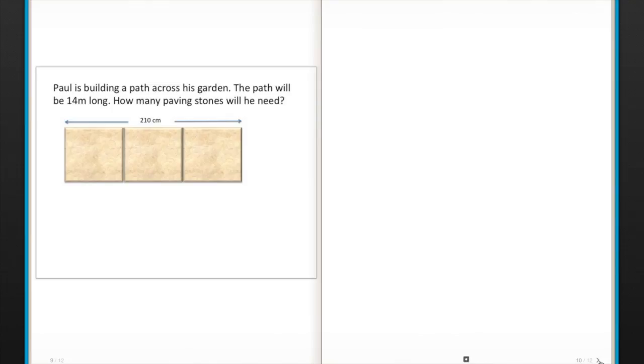Last question. Paul is building a path across his garden. The path will be 14 metres long. How many paving stones will he need? Right, so he wants a path that is 14 metres. How many paving stones will he need? And we're shown that 3 paving stones are 210 centimetres. So the first thing I want to know is, what is 1 paving stone?